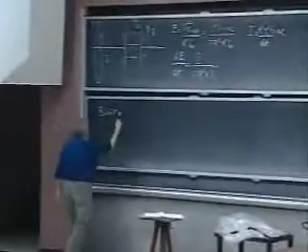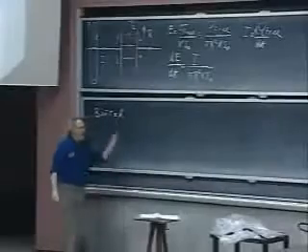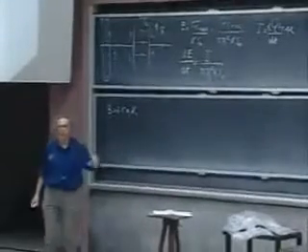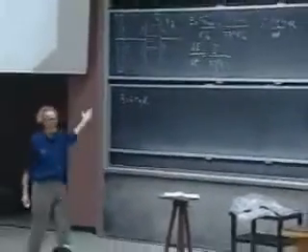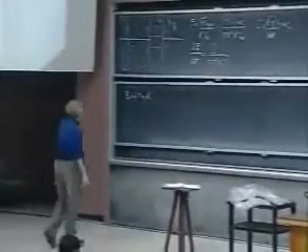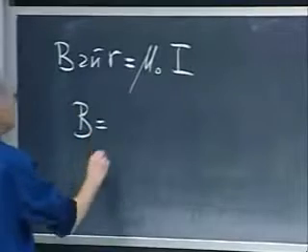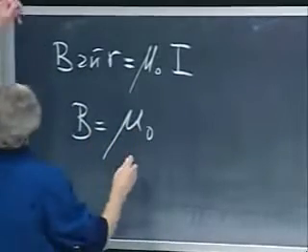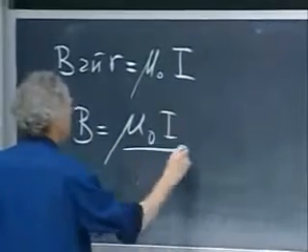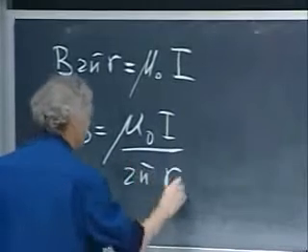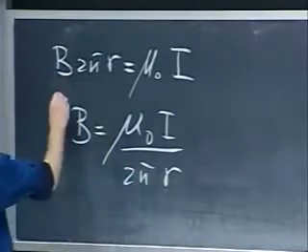equals mu 0 times I pen. And pen means the current that penetrates my open surface. Well, that's I. I goes right through that surface. And so the magnetic field at that point P1 is mu 0 times I divided by 2 pi r. We've seen this several times before.